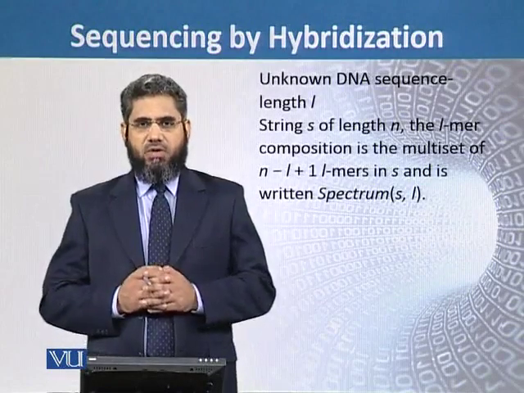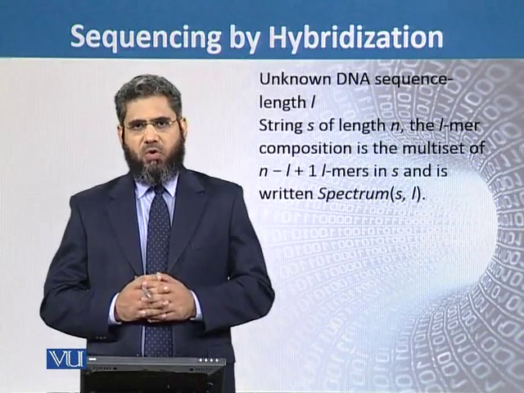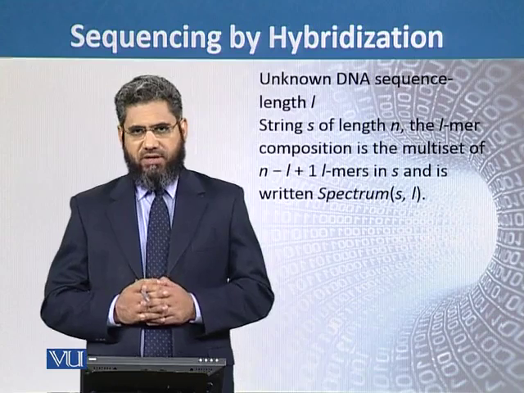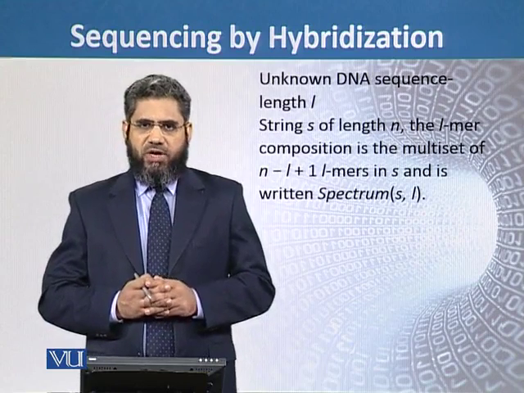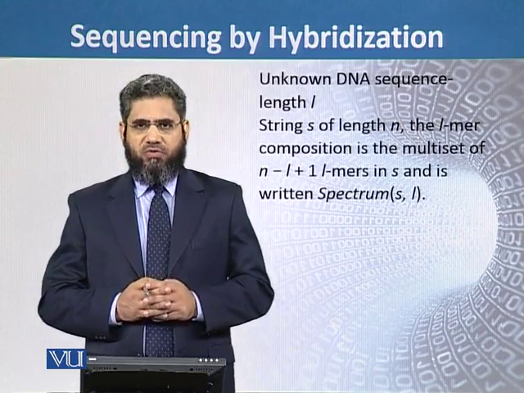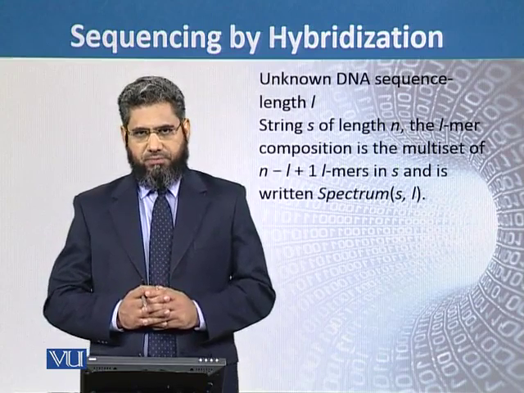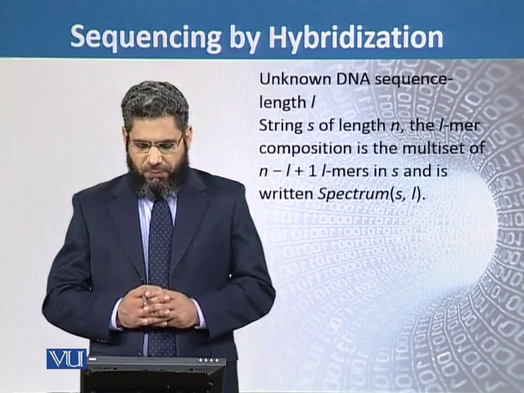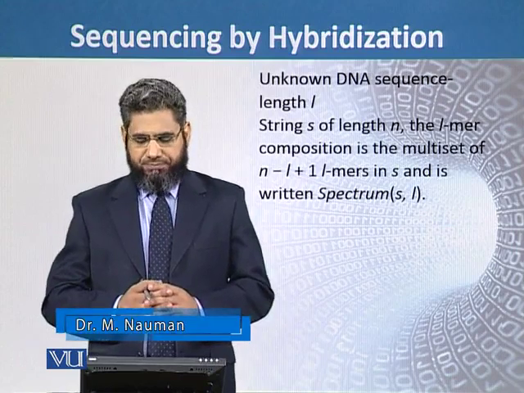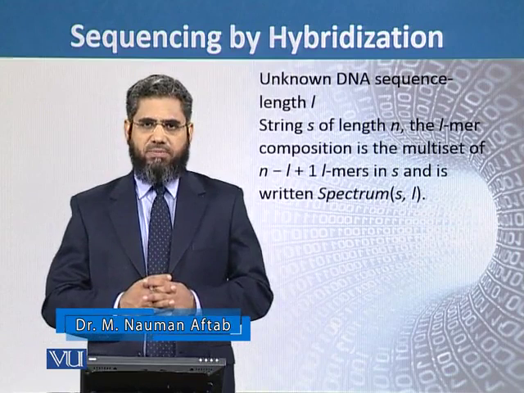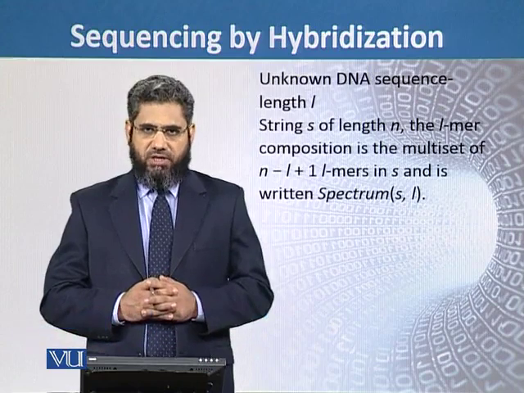If we have an unknown DNA sequence, then the array chip can provide the information of all the substrings that are present in that DNA fragment of size L. But it does not provide the information about the location of those sequences within the fragment. So if we have a string S of length n, the l-mer composition is the multiset of n minus L plus 1 l-mers in S, and the spectrum is written as S_L.